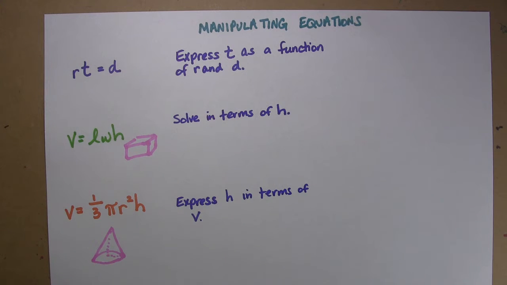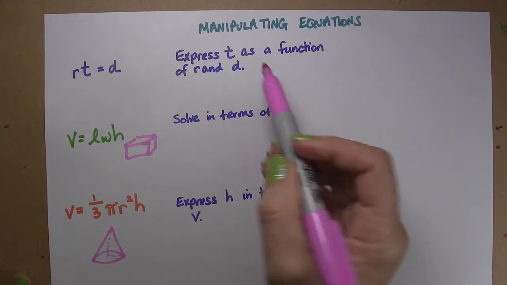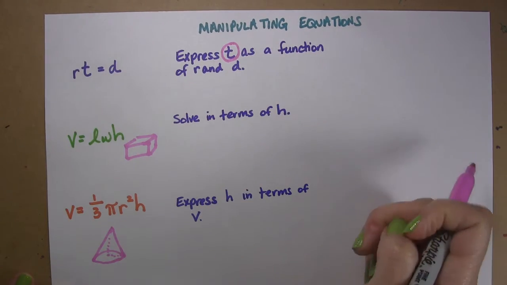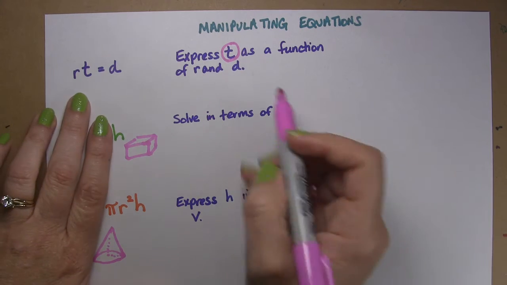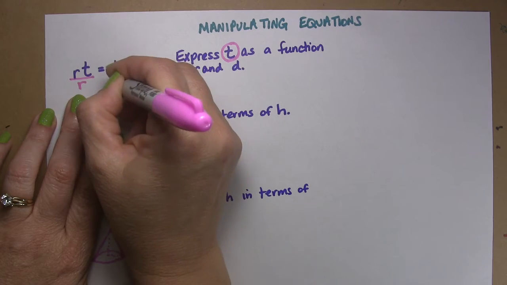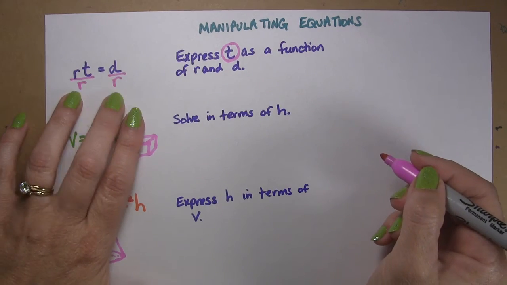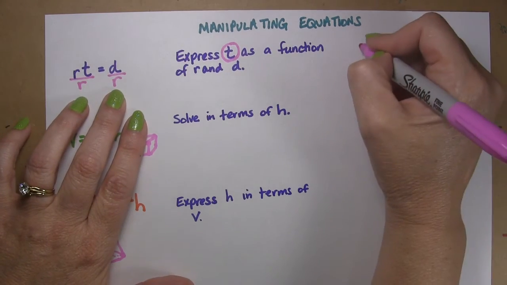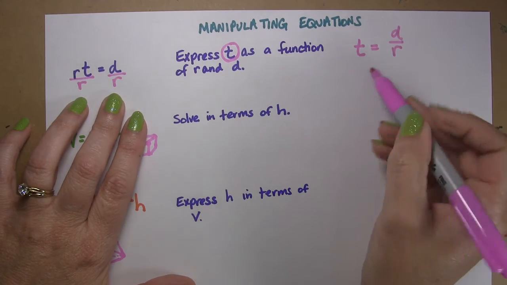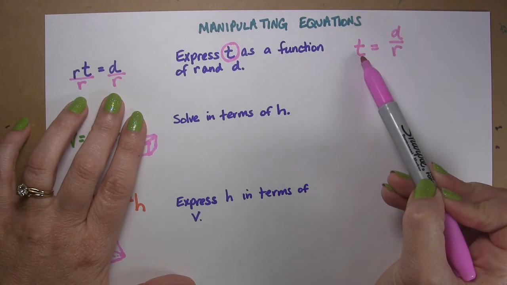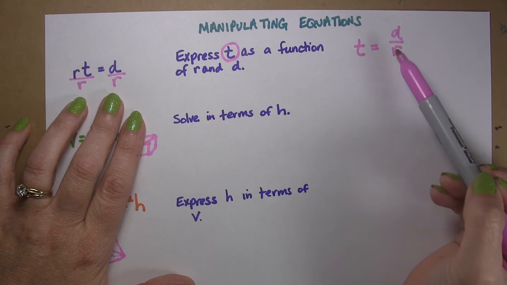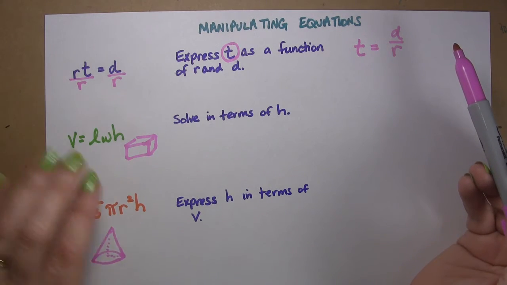In other words, they want you to mess with these equations so that this is all by itself on one side of the equal sign. So if we wanted to get t by itself, we would have to get rid of r, and we would do that by dividing both sides by r, and that would leave us with t equals d over r. That is the answer. We have now expressed t as a function of r and d. Right? Because that's what's on the other side of the equation.